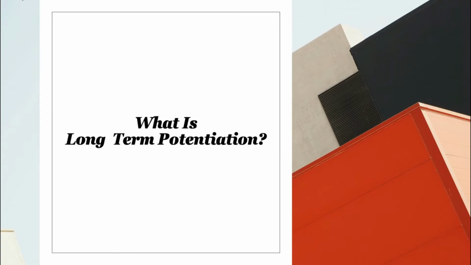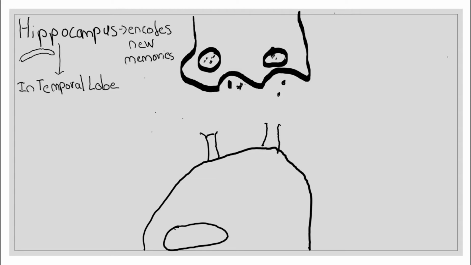on a molecular basis? Before we get into how this process works, we have to understand where memory is stored. It's actually stored in a place called the hippocampus. The hippocampus is a group of curved structures located in the temporal lobe, and the temporal lobe is located on either side of our ears. Now that we understand this, we can understand how the process of long-term potentiation works.